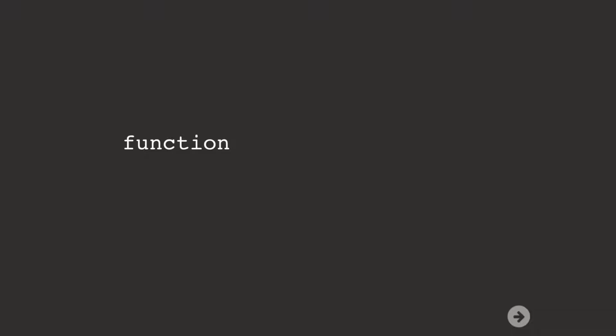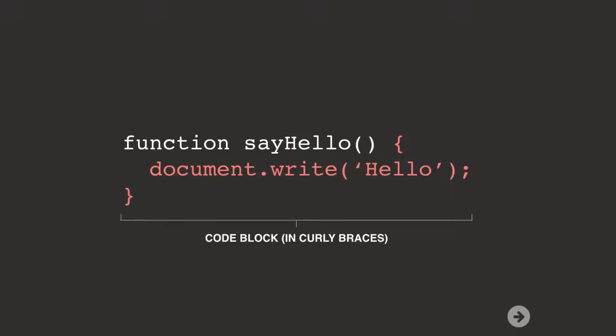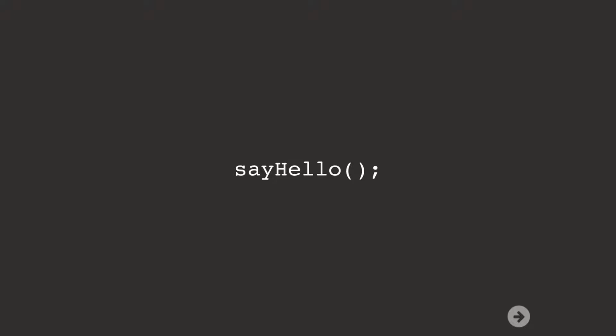So how do we declare a function? Well, we start off with the function keyword, followed by the function name, and then the block. So it's the keyword, function name, and then code block. In this case we only have one line, but this could be up to 100 or 1,000 lines. How do we call a function? Well, we start with the function name and it's followed with parentheses.